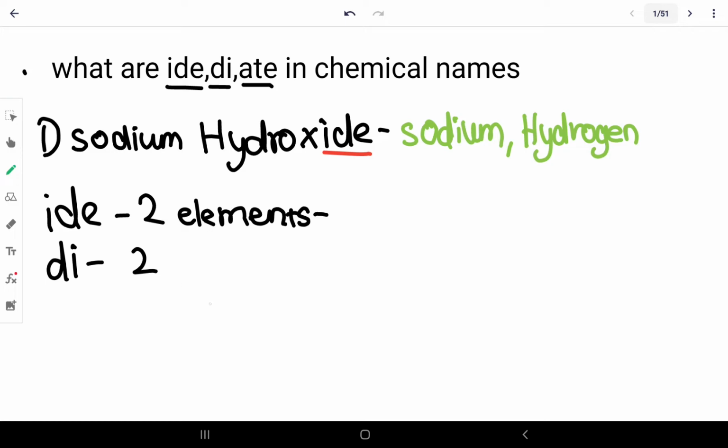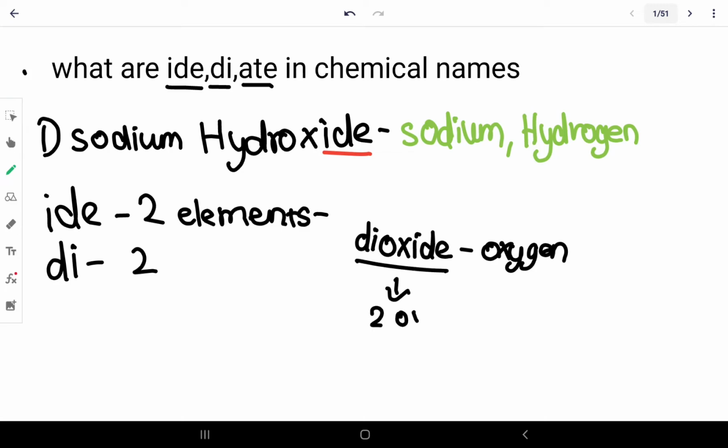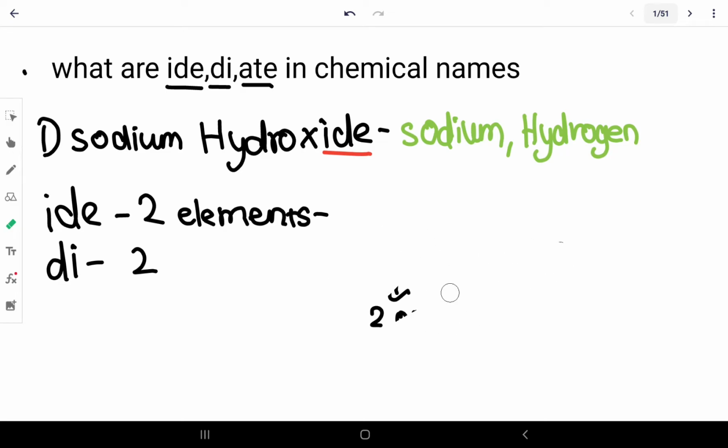For example, carbon dioxide. So dioxide means oxygen, as you know. So what would be there? You have to add di, so that it means that there are two oxygens present in the single carbon. So that's what it literally means. Okay, so di means two, in short form.